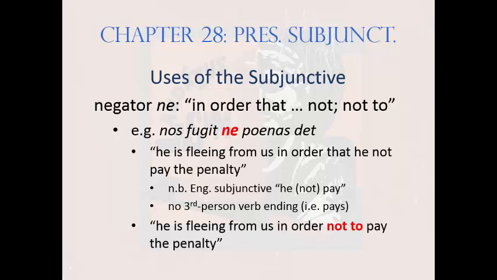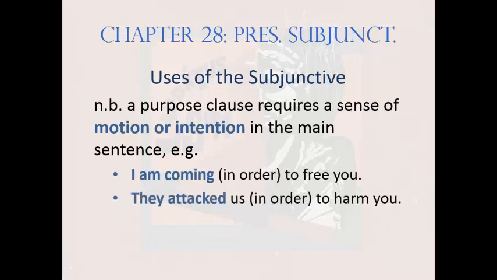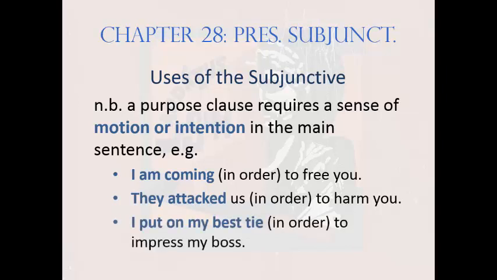Just like an indirect statement needs a verb of the head or some sort of thinking thought in the main sentence, a purpose clause needs the main sentence to contain a sense of motion or direction, which the purpose clause can then explain. For instance, I am coming, a verb of motion, in order to free you. Or, they attacked us in order to harm you. Or even, I put on my best tie in order to impress my boss.